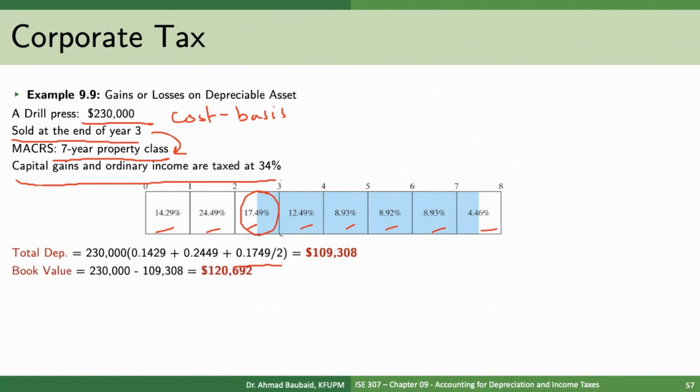I compute the book value. Remember what the book value is? It's just the cost basis minus the total accumulated depreciation. So I computed the depreciation here, so I will subtract it, sorry, from the cost basis, and I will get my book value.